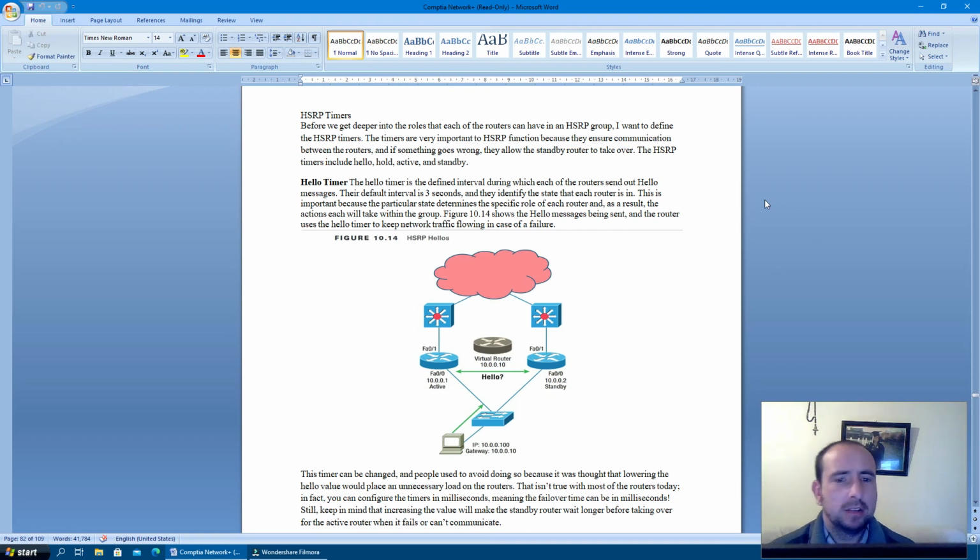Hello timer. The hello timer is the defined interval during which each of the routers send out hello messages. Their default interval is 3 seconds and they identify the state that each router is in. This is important because the particular state determines the specific role of each router, and as a result the actions it will take within the group. Figure 10-14 shows the hello messages being sent out, and the router uses the hello timer to keep the network traffic flowing in case of failure.